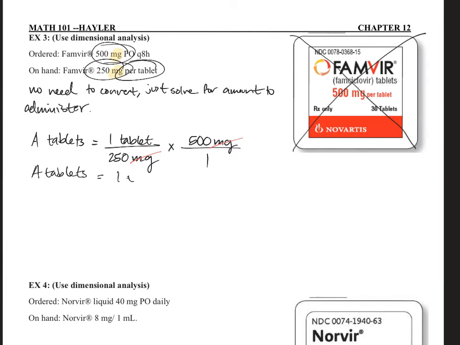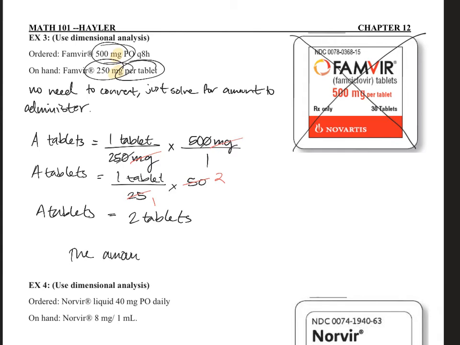A tablets is equal to 1 tablet all over 250. Actually, I'm going to cancel the zeros there as well while I'm doing this: 25 times 50. Then we can simplify the 25 and the 50. 25 can go into 50 twice. So we're going to be left with A tablets equal to 2 tablets, which is the amount to administer. So the amount to administer is 2 tablets.